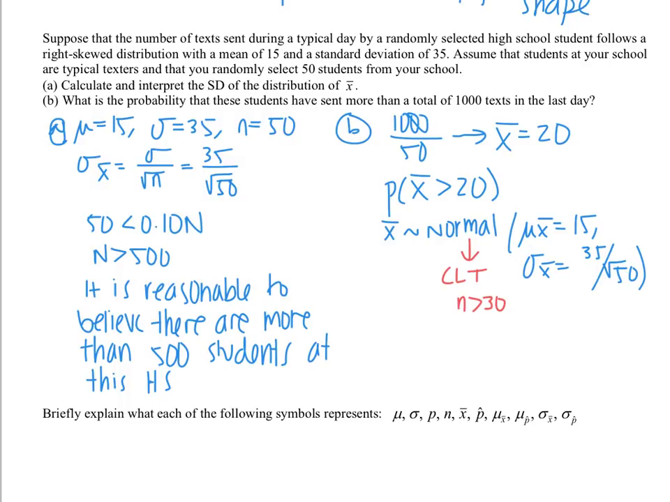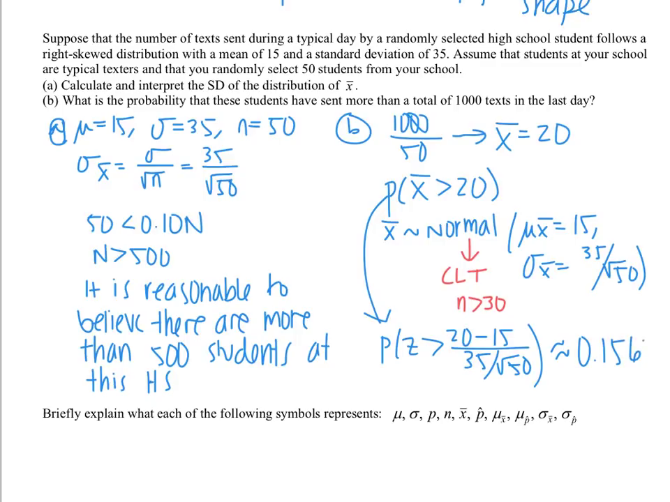Now, since we have a normal distribution, we can convert this to a z-score. So this is really the probability that z is greater than 20 minus 15 all over 35 divided by the square root of 50. Again, you're going to use normal CDF. This ends up being about 0.1562. You should be drawing a figure. We didn't draw a figure because I don't have enough room. A normal figure, that is.